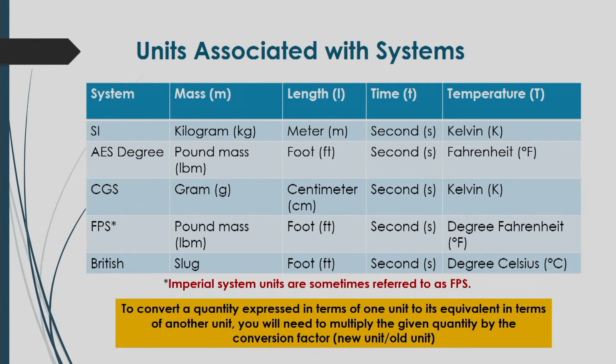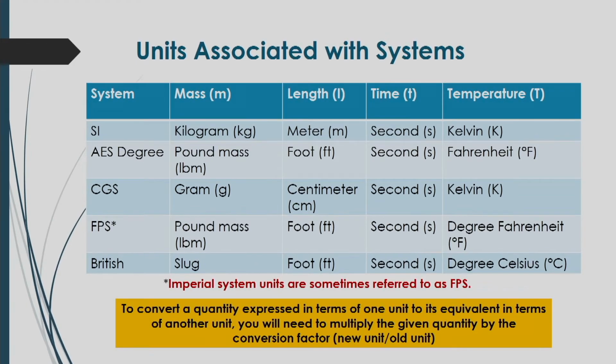Here, the SI system is generally used internationally and uniformly for any process analysis. In that case, what is the unit for mass? Generally it is represented by kilograms, length by meter, time always in seconds, and temperature in kelvins.